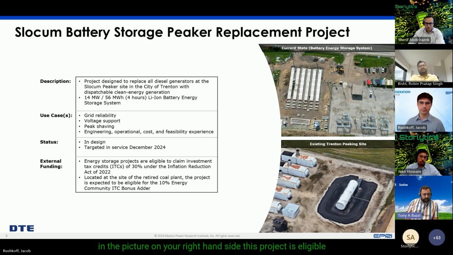This project is eligible for IRA benefits under the Inflation Reduction Act. And this project will be the reference case and the baseline for our future deployments because it will allow us to learn about engineering, operation, cost, and feasibility experiences.